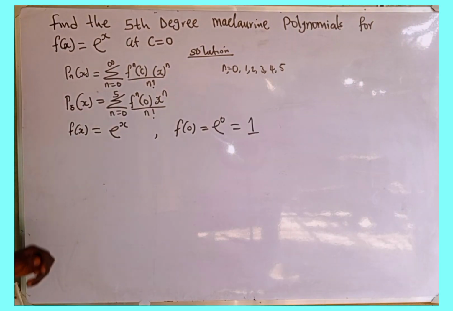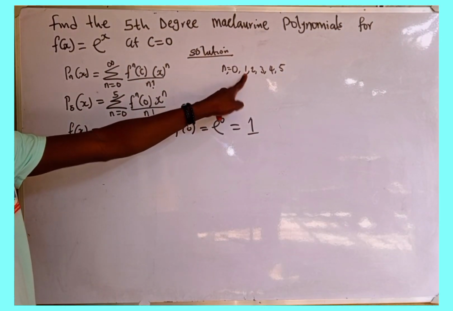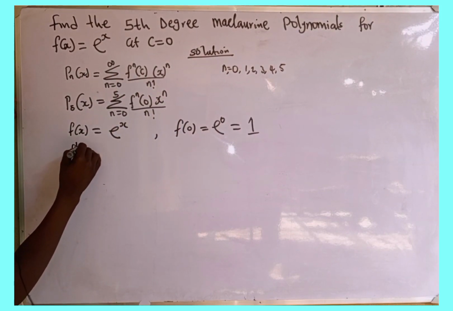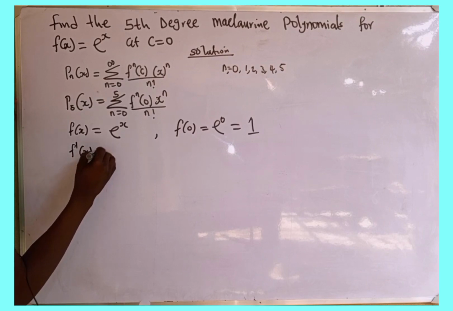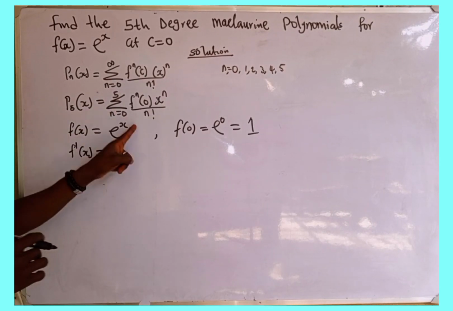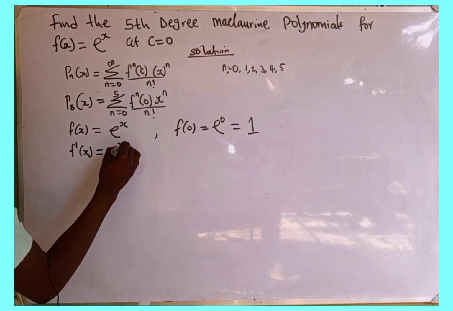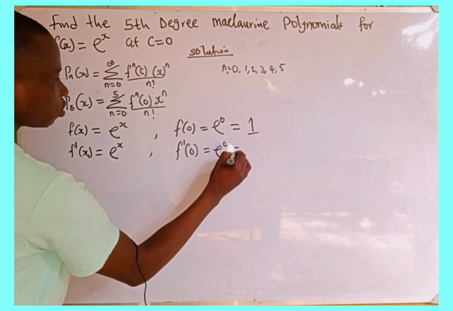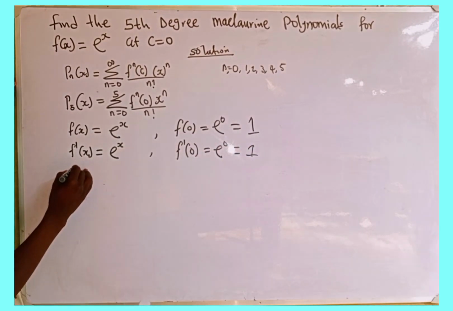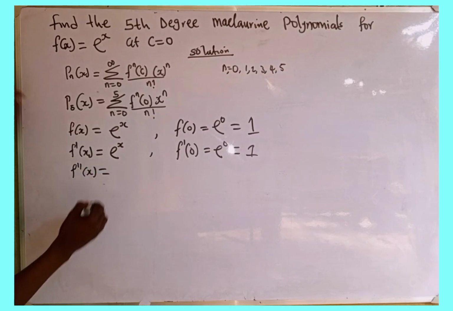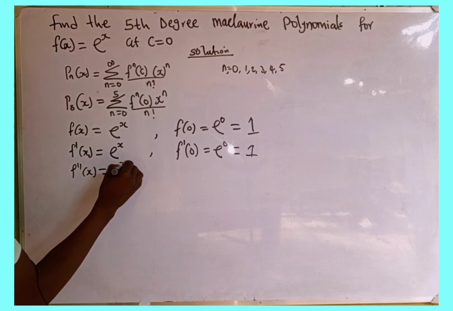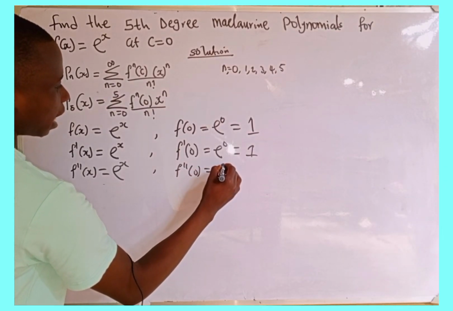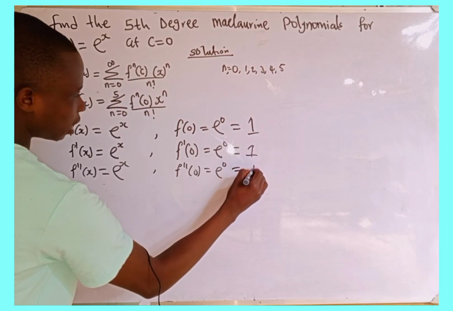Next, at n equals 1, which implies the first derivative of this function, f prime of x equals, if you differentiate e to the x, the same e to the x. Then substituting, f prime of 0 equals e to the power of 0, which is the same as 1. The second derivative of x equals, if you differentiate e to the x, it will still give us e to the x, and f double prime of 0 is e to the 0, which is also 1.